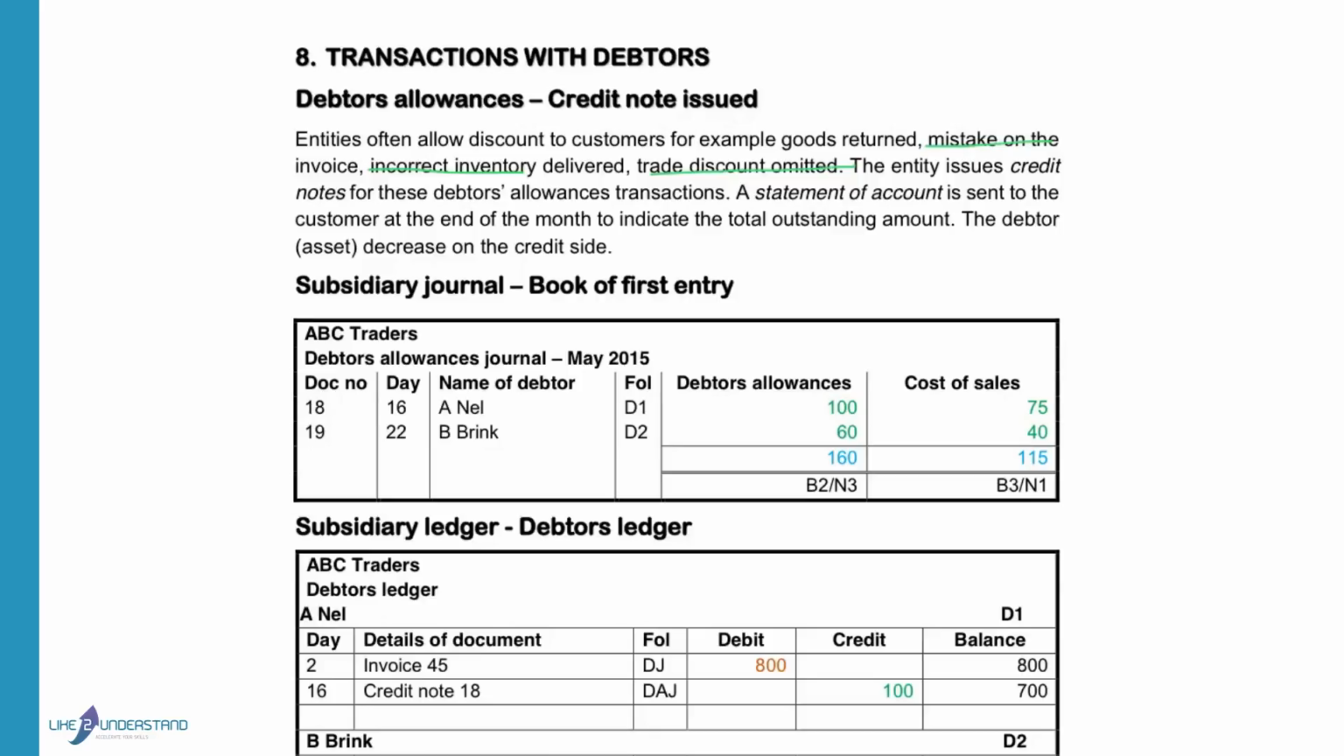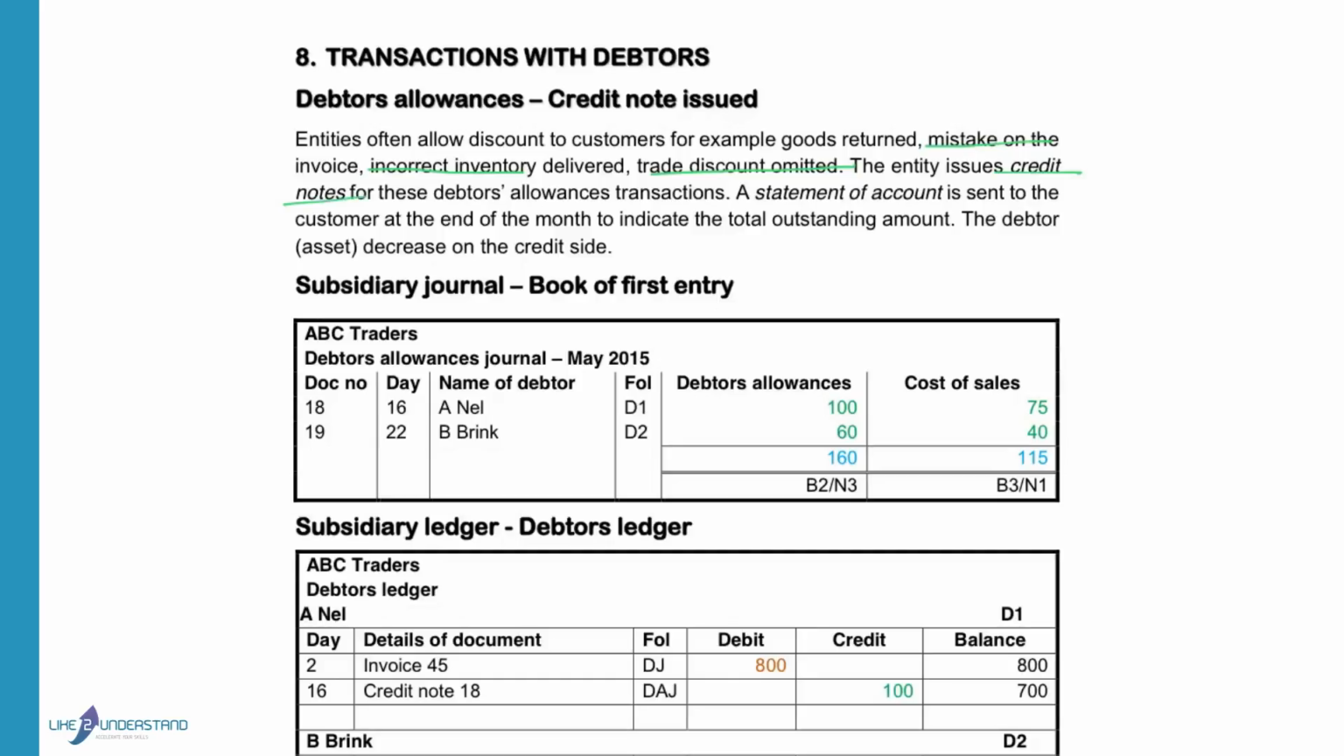So any of these allowances that you give to debtors, except when they pay their account, which is recorded in the cash receipts journal, but any other reason why you reduce the debt of a debtor will be recorded in the Debtors Allowances journal. The entity will issue a credit note for these debtors allowance transactions.